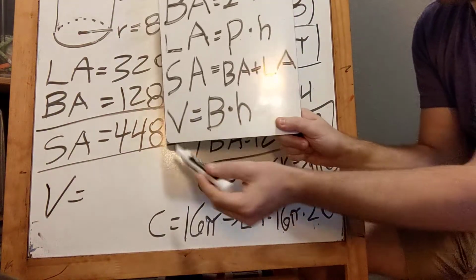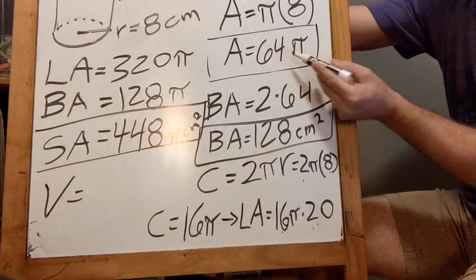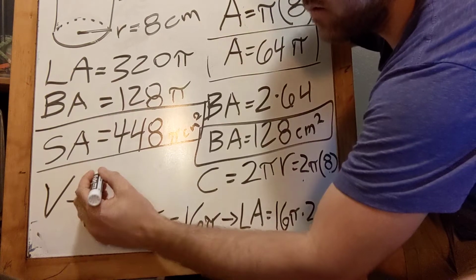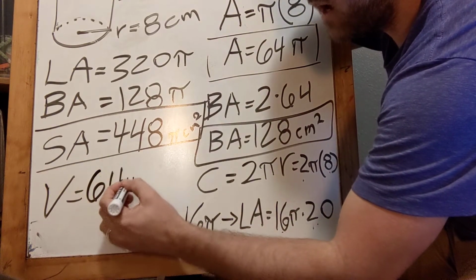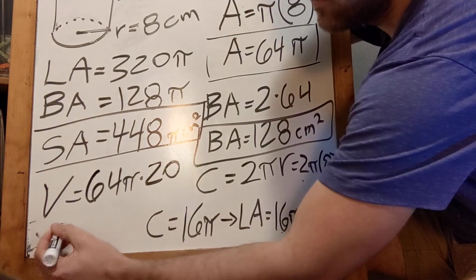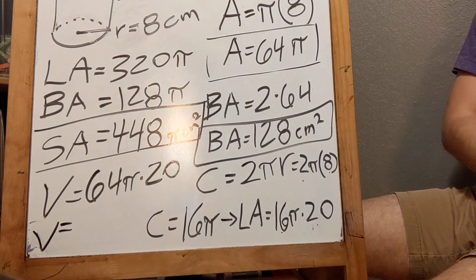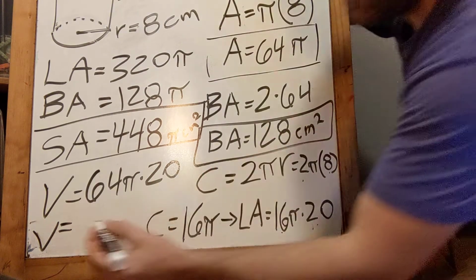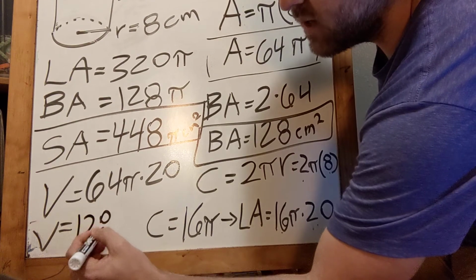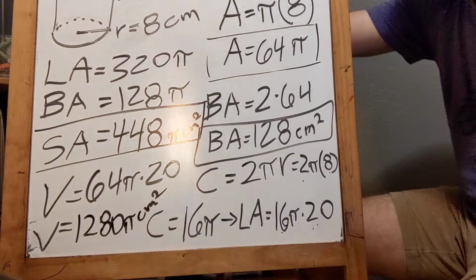Base times height. We already know the base area and we know the altitude. So the area was 64 pi, and we're going to do 64 pi times 20. So then the volume equals 64 times 20. Wow, 1,280 pi centimeters cubed.